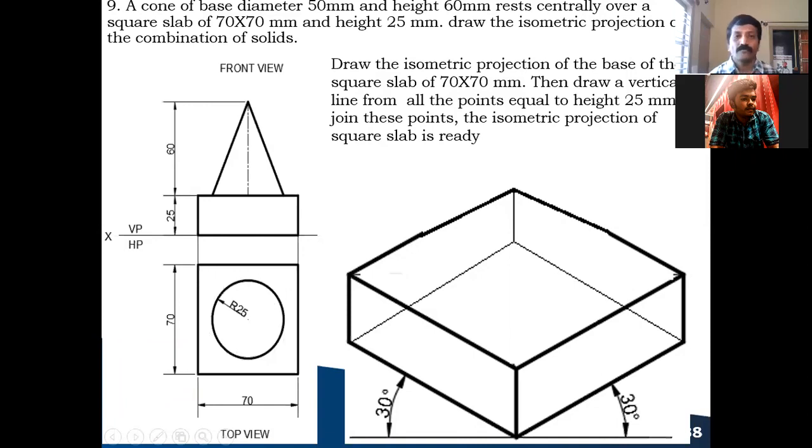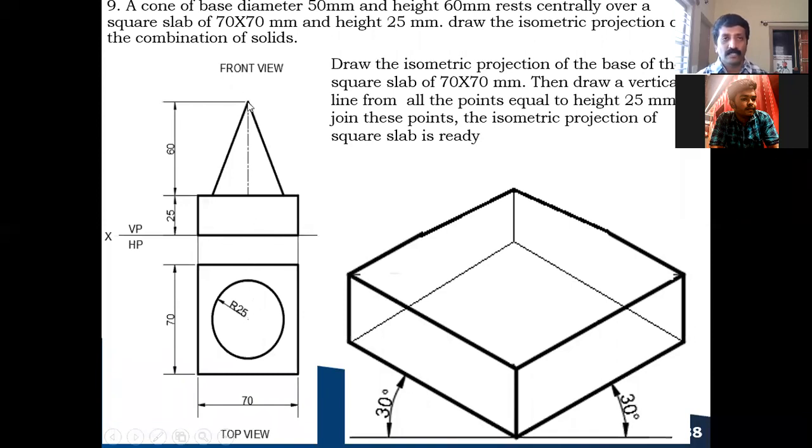Now coming to the front view, you draw the vertical projectors from this end point, and from this point also you draw the vertical projector line, and your square slab in the front view looks like a rectangle. The height of the rectangle is given as 25 millimeter. You take 25 millimeter, construct this rectangle. Similarly, the cone height is given as how much? 60 millimeter. The cone when seen from the front side looks like an isosceles triangle. So from here you take 60 millimeter, and from the center you draw a vertical line.